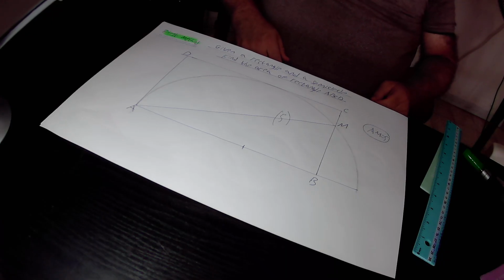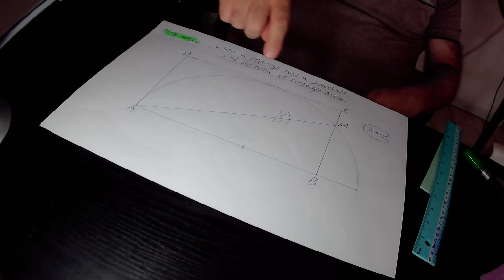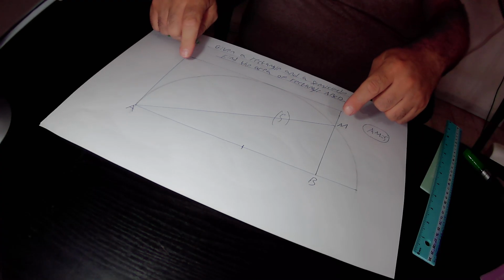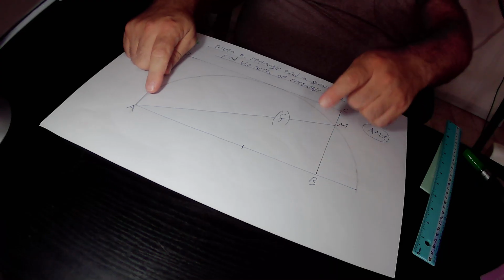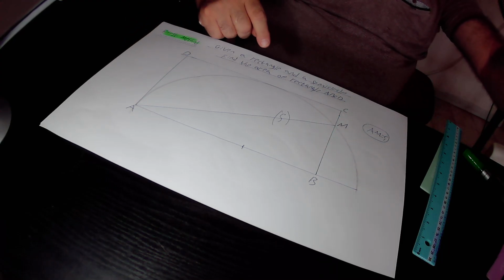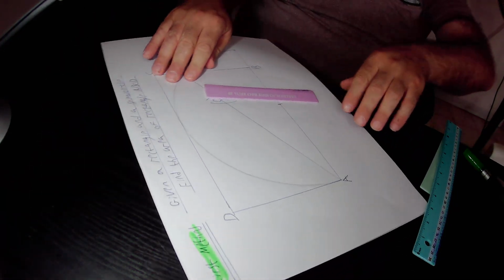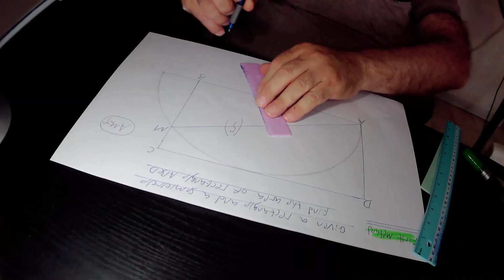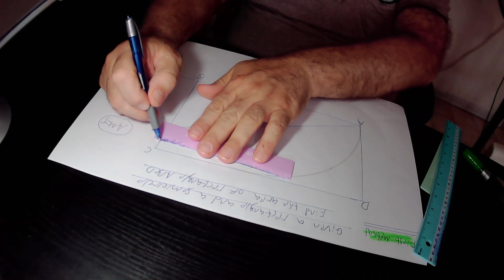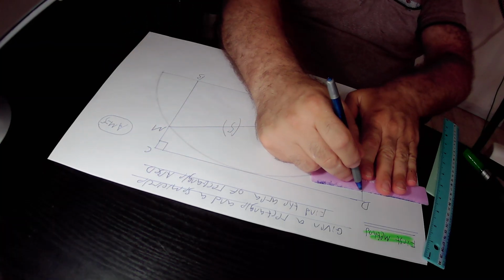So first of all, because ABCD is a rectangle, all those four angles inside rectangle ABCD must be equal to 90 degrees. Now all right angles. So actually, this is a right angle. This is also a right angle.